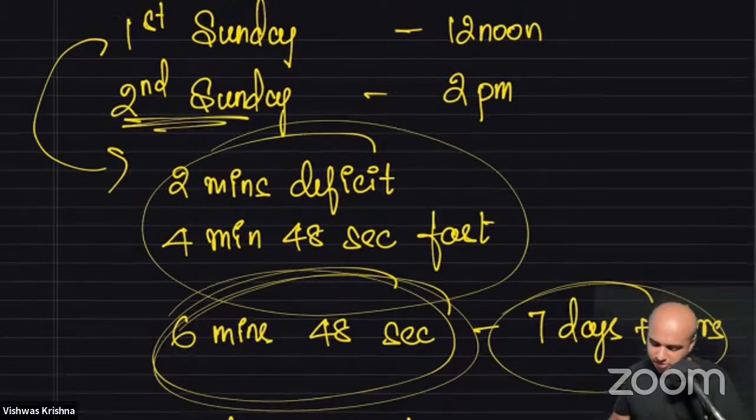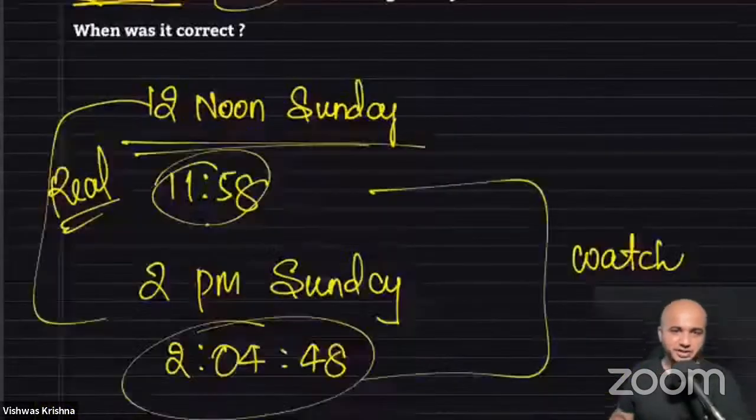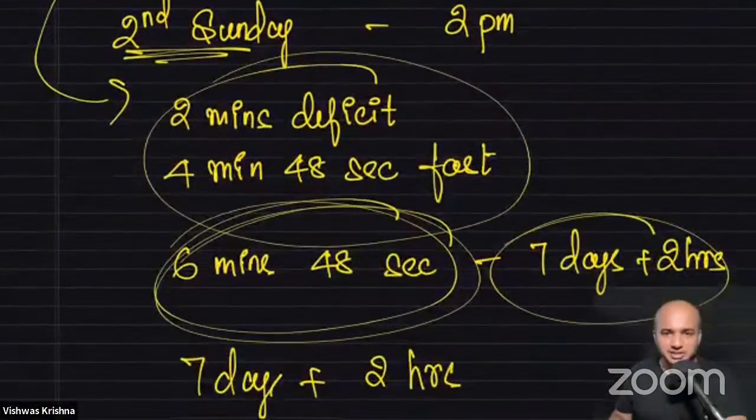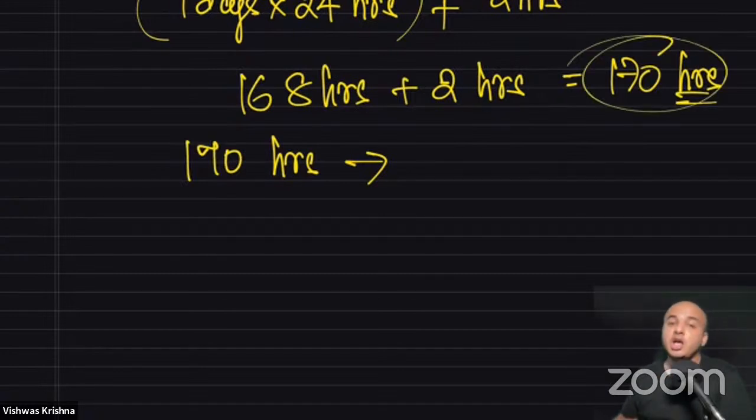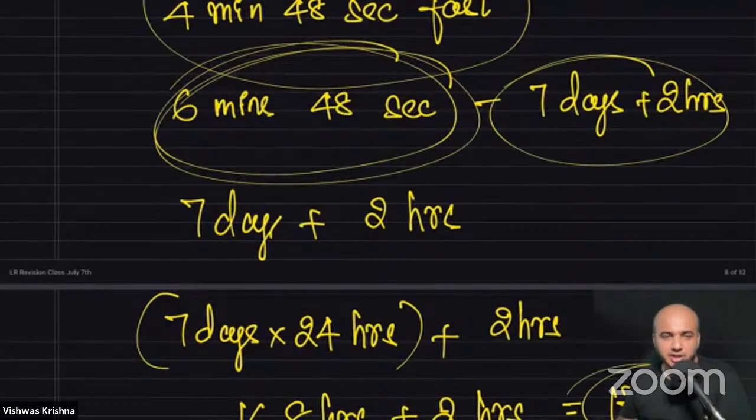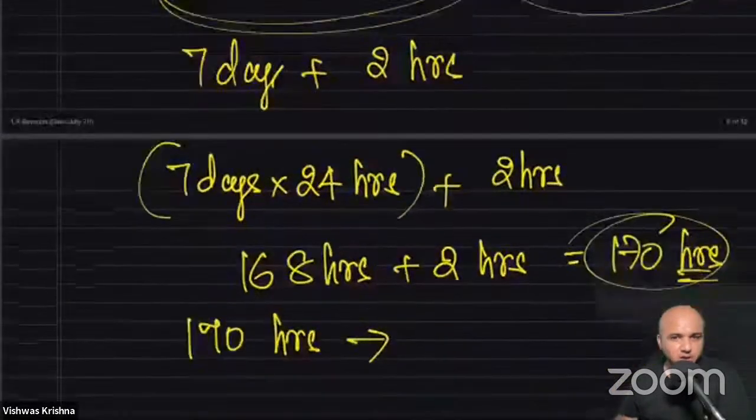I hope that is the question. 48 seconds only, yes. 6 minutes and 48 seconds over a period of 170 hours. Any doubts so far as to why the clock gained so much, or in what time frame? If you have any doubts as to how we arrived at 170, or how we arrived at 6 minutes 48 seconds, you may ask. Otherwise, we will proceed further.